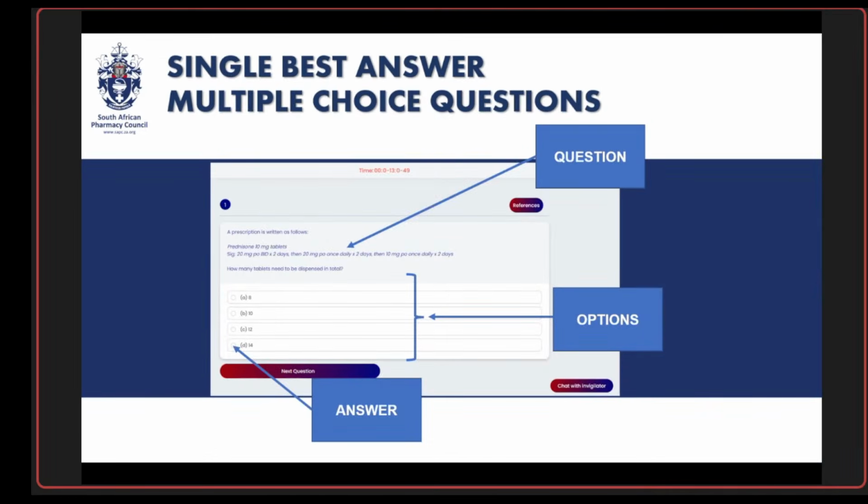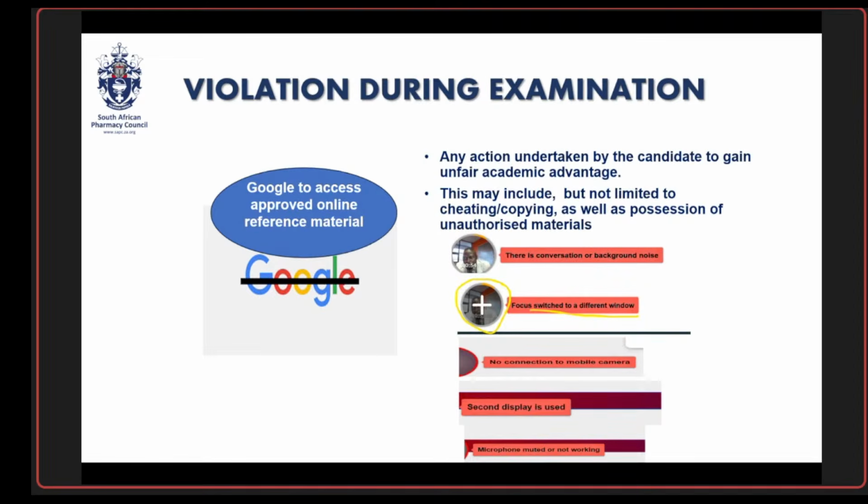Always go for the best single answer. This is a multiple choice question with 4 possible answers. So you should always look out for the best possible answer. And this has been covered. There will be violations during the examination, so you have to try and avoid them. You can use Google to access the approved online reference, but you cannot use it as a reference itself.